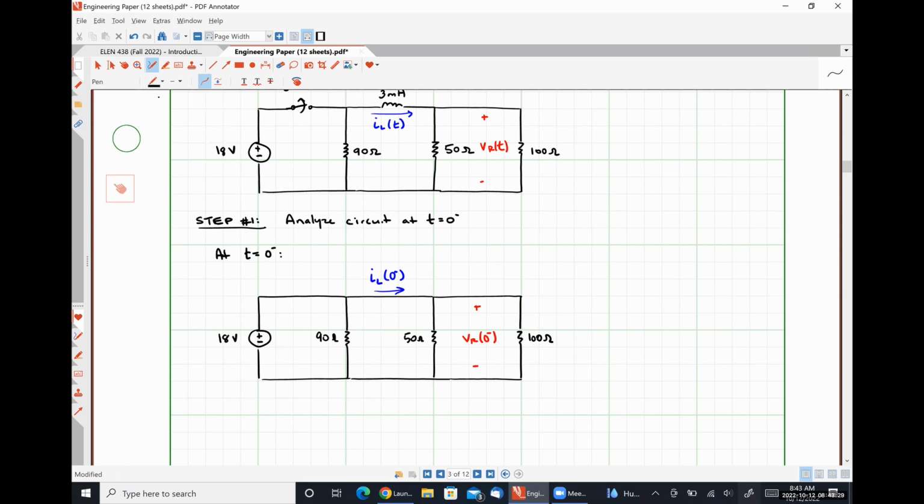You're absolutely correct. By inspection, the voltage VR is simply 18 volts because we have a single node pair circuit where everything is connected in parallel. And over on the left-hand side, we have a voltage source. So the voltage drop over everything at this point in time is simply 18 volts. So knowing that, how could we calculate IL of zero minus?